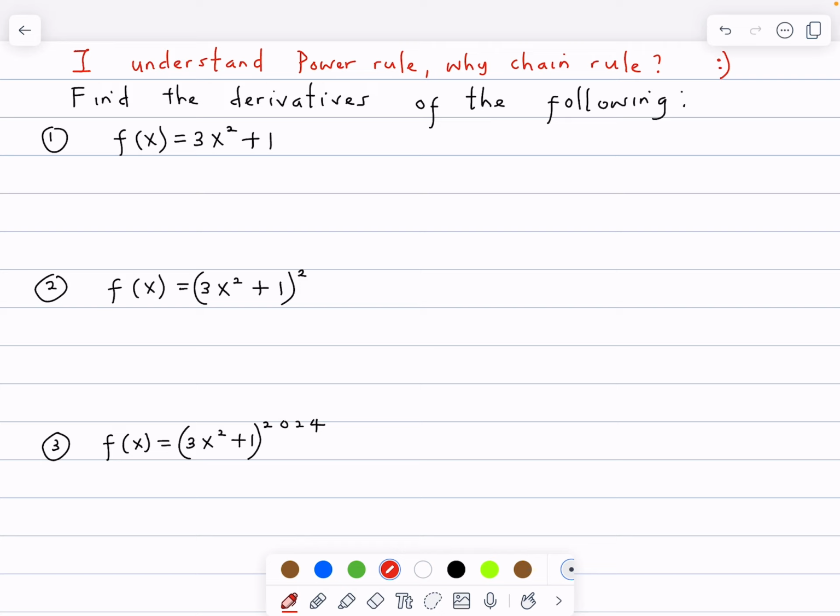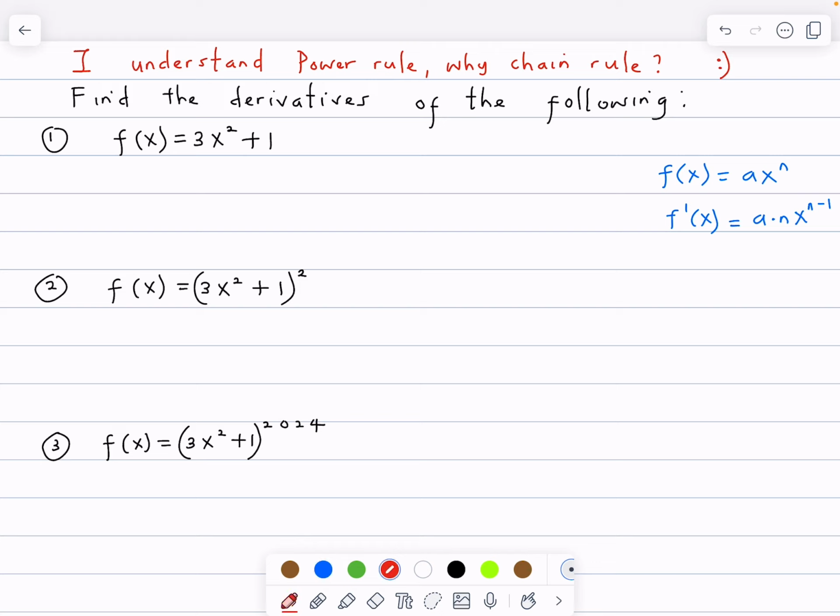Okay, let's find the derivative of number one. Using the power rule, we recall that if f of x is equal to ax to the power of n, f prime of x, the first derivative, is: I'm going to bring down the power, which is n. So I have a times n, and I'm going to subtract 1 from the power. So I have x to the power of n minus 1. Using this power rule, I'm going to find the derivative of the first one.